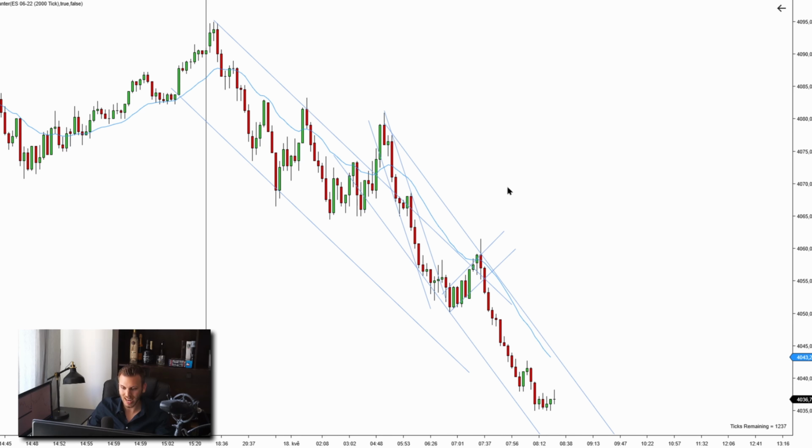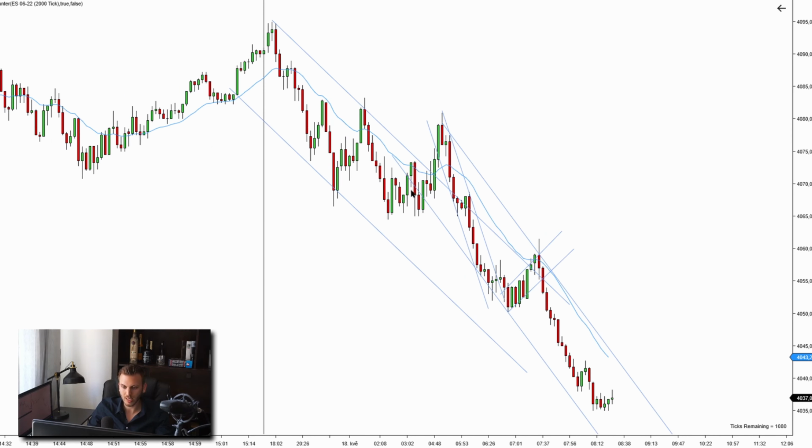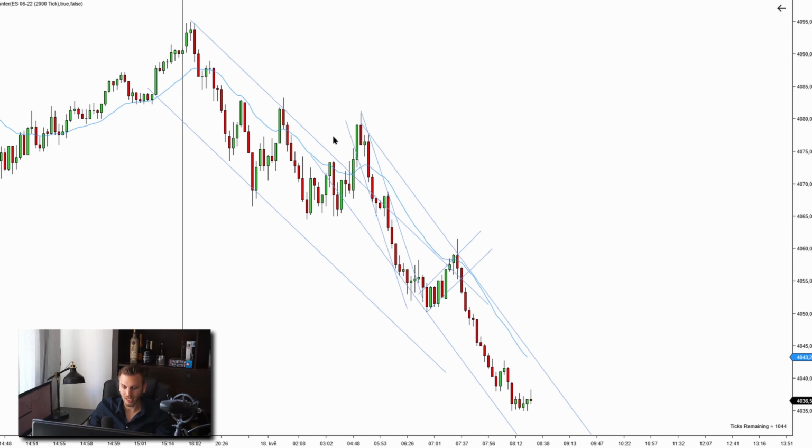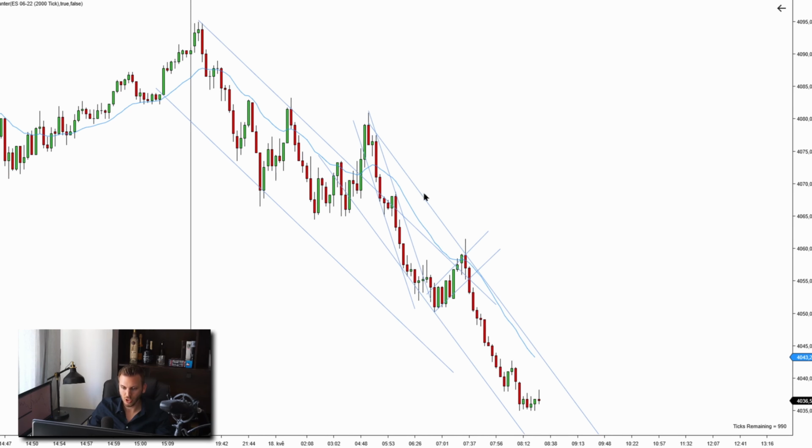And now the task in front of me is to correctly identify the pattern, to correctly identify the channel, because price is always in some form of a channel. Price is never naked and alone on the chart. So my goal is to find the proper channel. I have a few channels drawn.